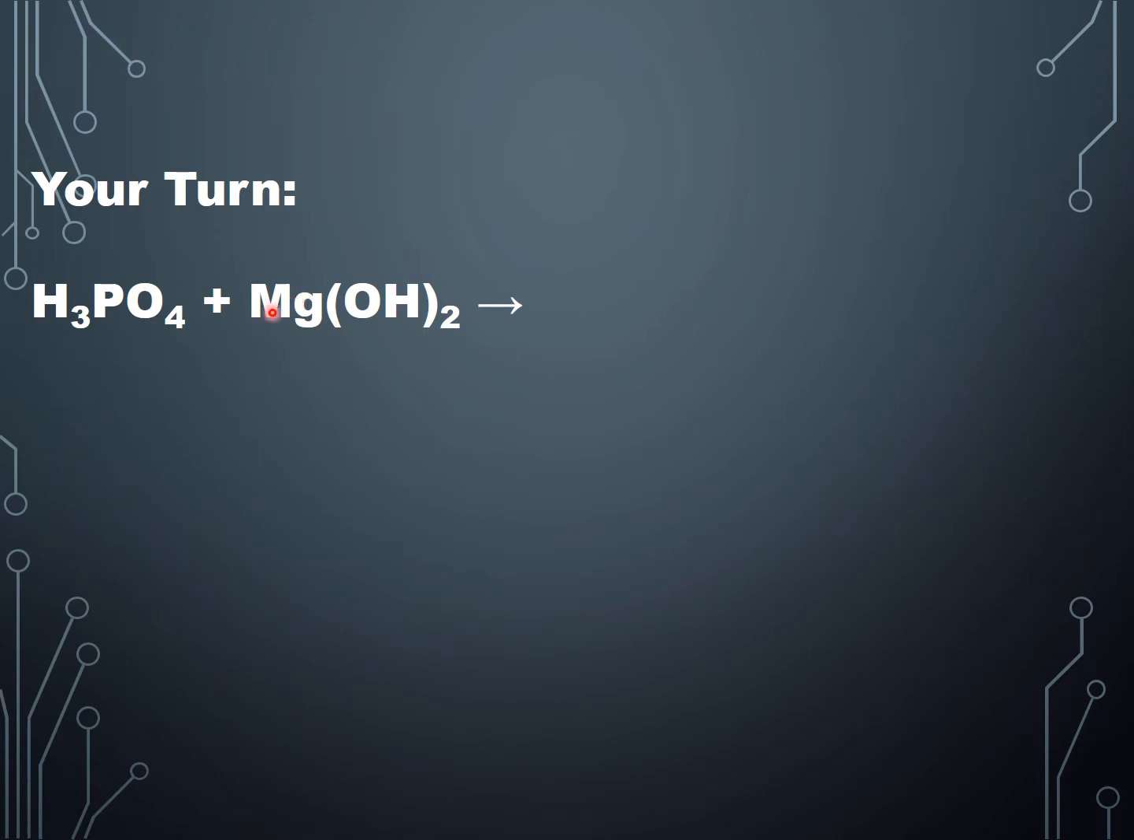Swap your 2 cations in your double replacement reaction. That will give you your 2 products, your salt and your water. Then crisscross your compounds. Of course, you only need to crisscross the salt. The water is just HOH. And finally, balance your reaction. Pause the video here until you're done, and then check your work.